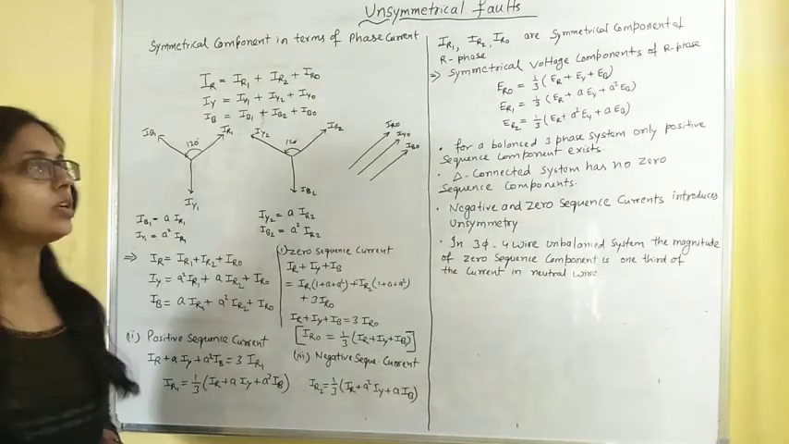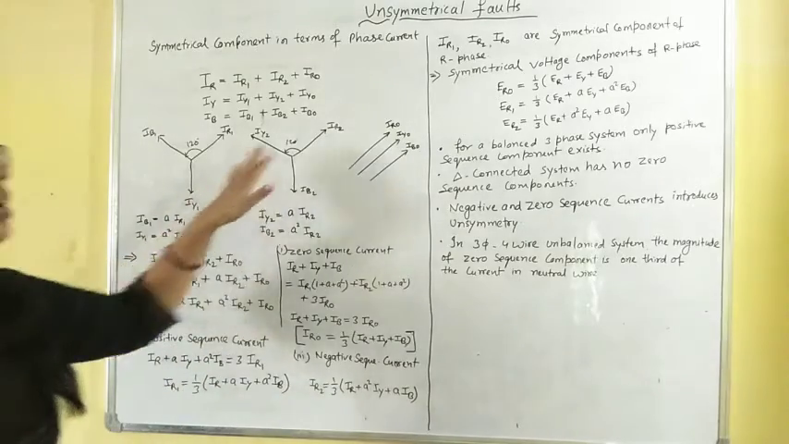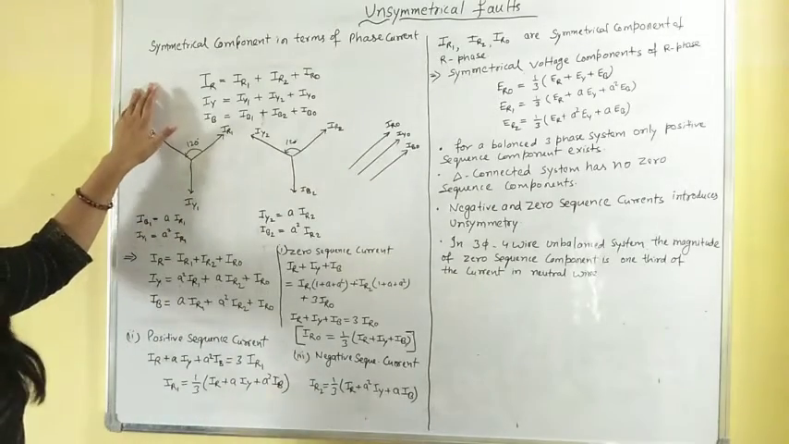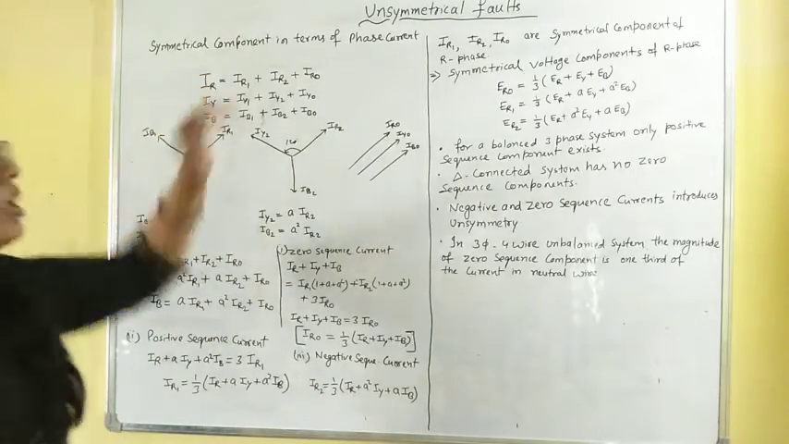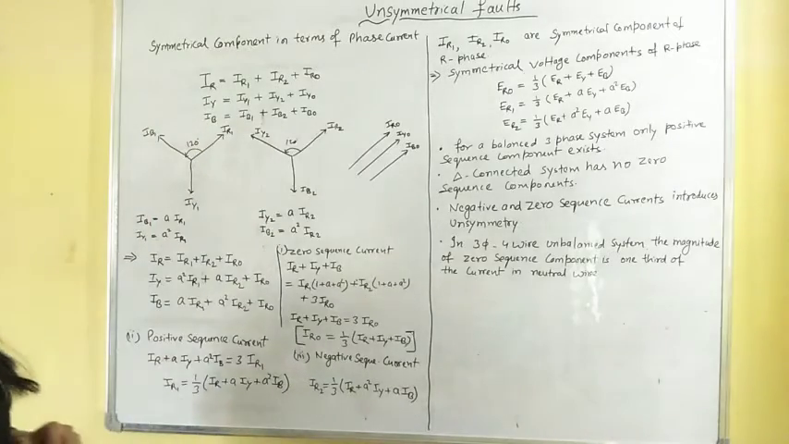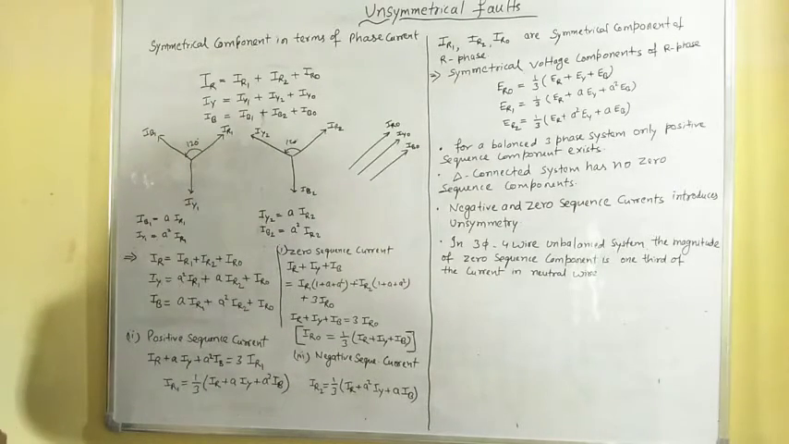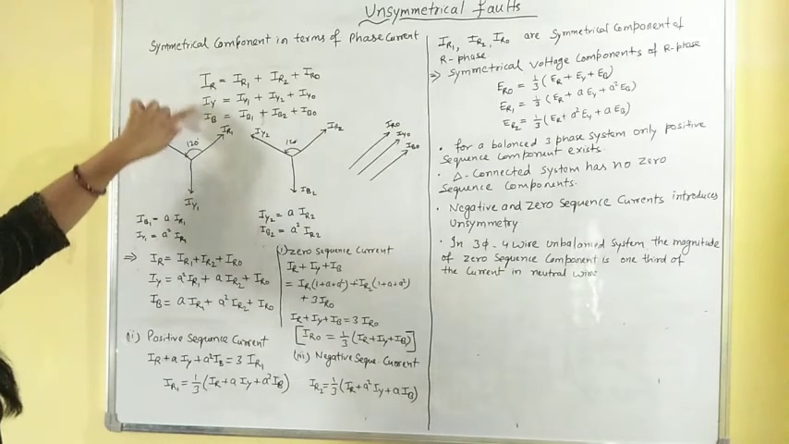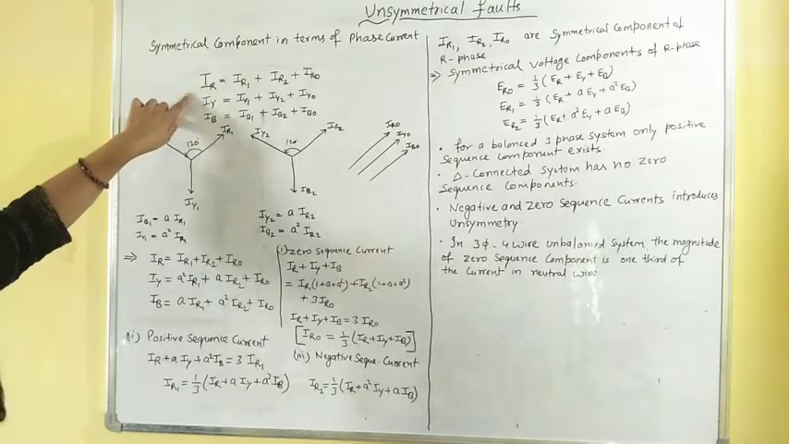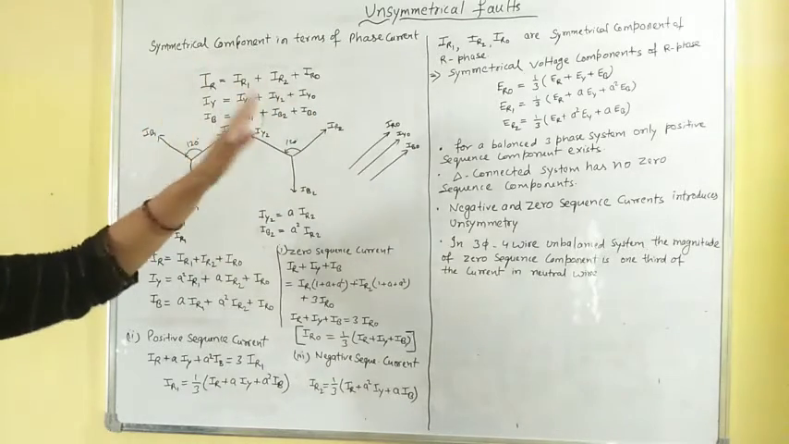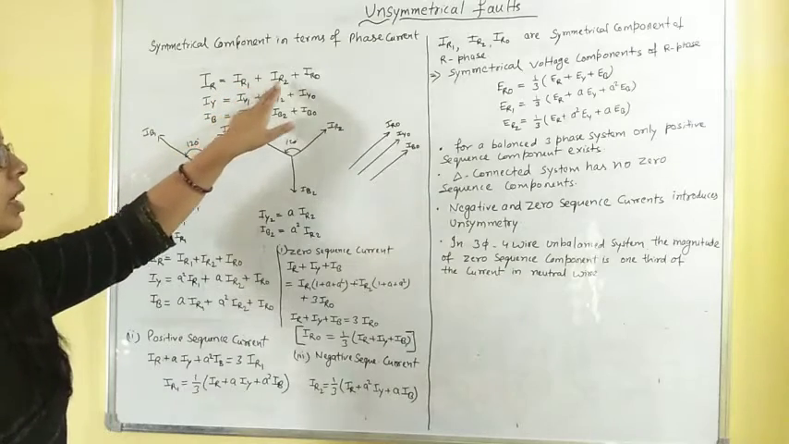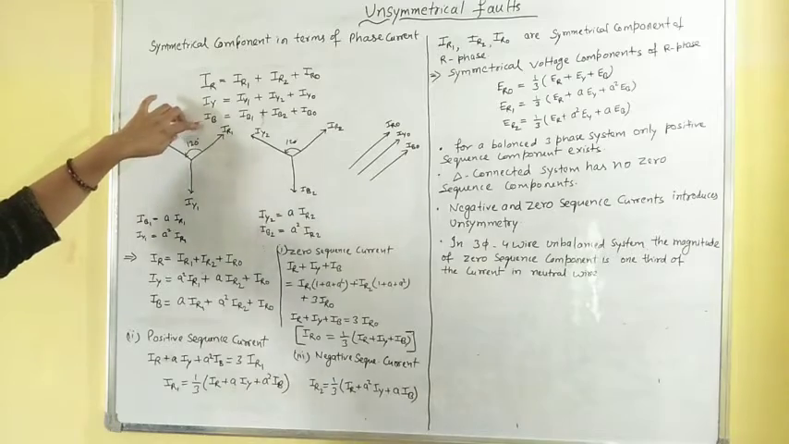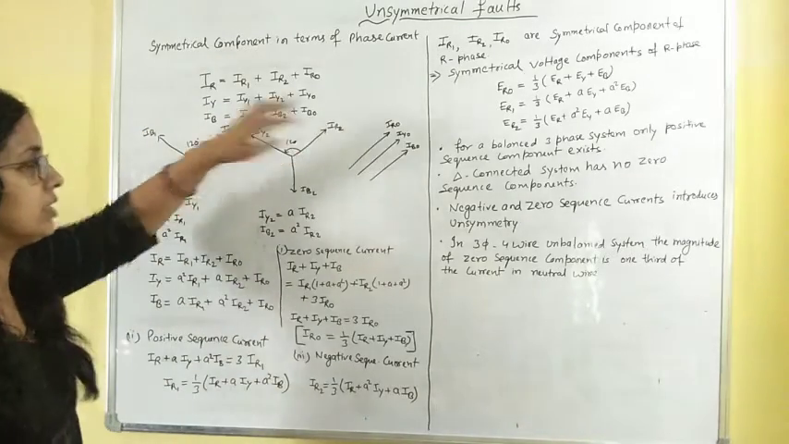Hello students, today we will consider the topic of unsymmetrical fault, and we will continue this. As we studied, there are symmetrical components when an unsymmetrical fault occurs in a system. We know there are three phases, so there are three line currents, and we can represent those line currents in symmetrical components as IR1, IR2 and IR0. Similarly, for phase Y and phase B, we can also represent them like this.